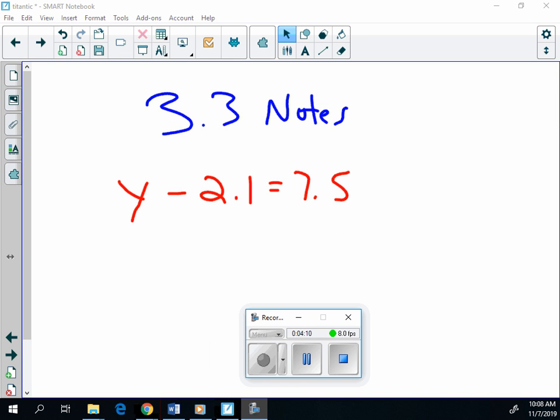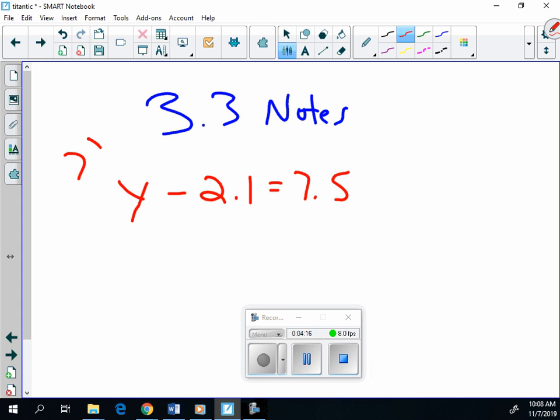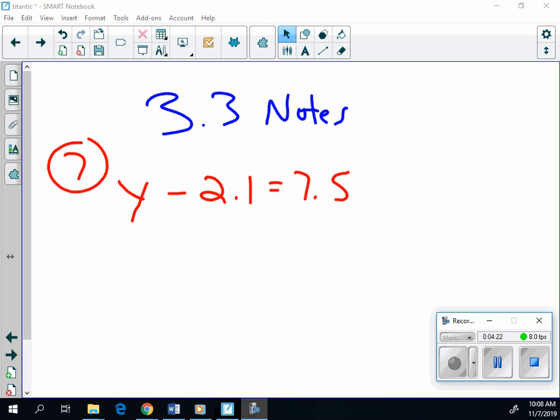All right, let's go ahead and write this one down. Okay, what did we do? We did 6 problems over there. We'll call this problem 7. All right, so y minus 2.1 equals 7.5. So get that jotted down.